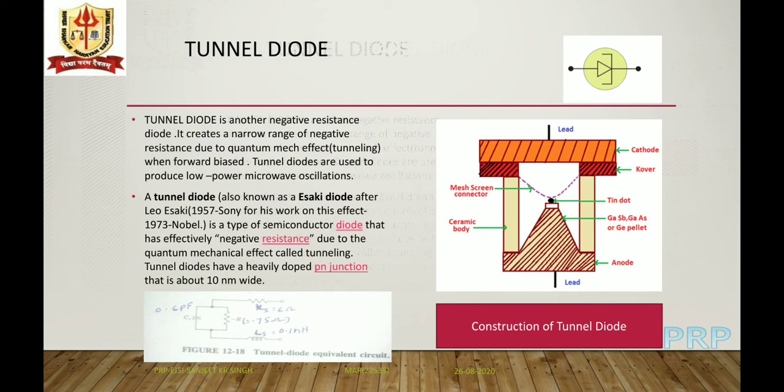The cathode contact, we are seeing, is connected to the tin dot via a mesh screen to reduce inductance. The mesh screen is to have lesser inductance, as the leads provide high inductance at high frequencies. The diode has a ceramic body, and is hermetically sealed with a lid on the top of the cathode. So that is the structure of the tunnel diode.